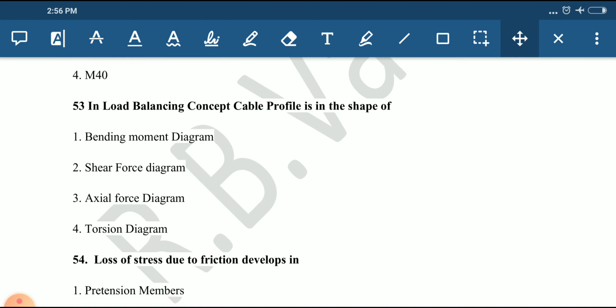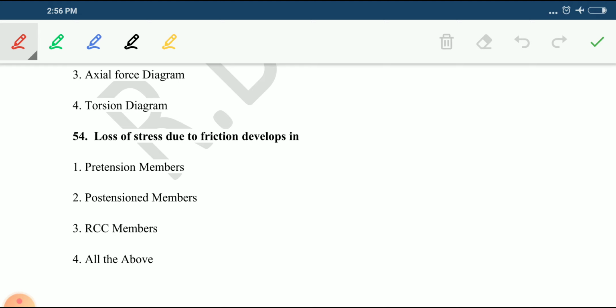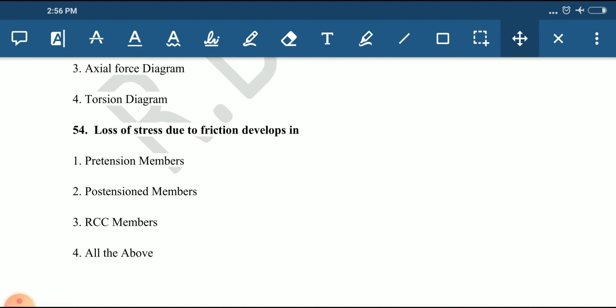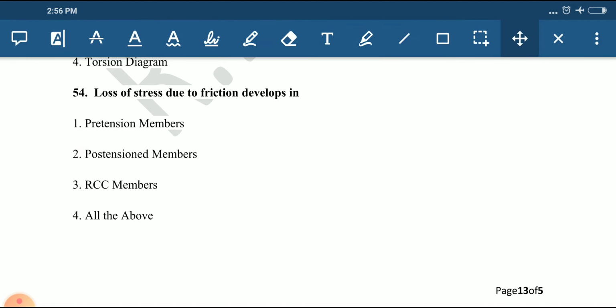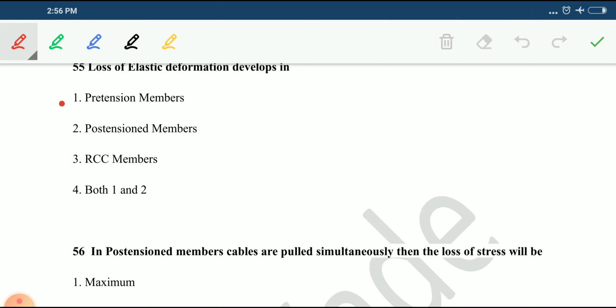Next. The loss of stresses due to friction develops in... This will happen in pre-tension member, post-tension member, or RCC. Usually friction loss will be developing only in post-tension member. When we insert the tendons, friction will develop. Next, the loss of elastic deformation develops in pre-tension member, post-tension member, RCC member, or both. Usually it will develop in both cases, in pre-tension and post-tension members. The answer for this one, 4th, is the correct answer.